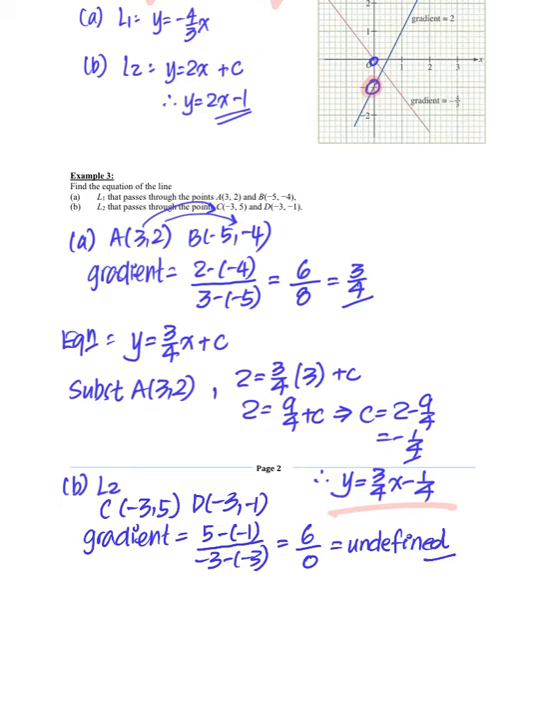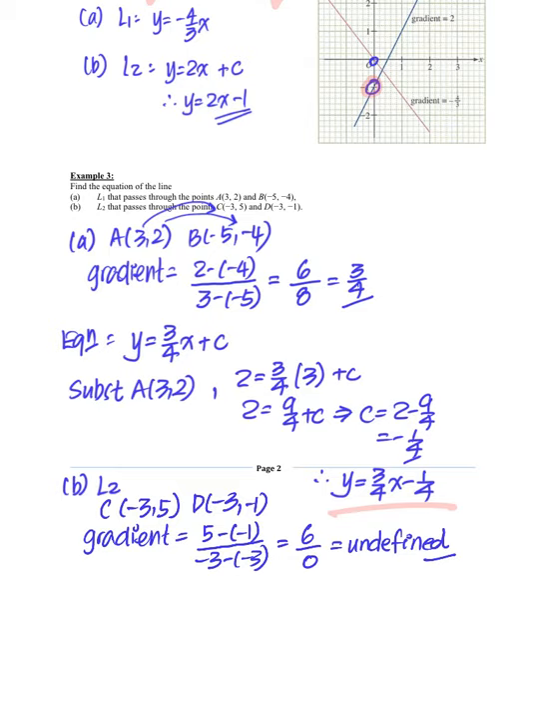So which means that this line is what kind of line? When the gradient is undefined, is it a horizontal line? For a horizontal line, the gradient is 0. We use m to represent gradient, so m is 0. Whereas for a vertical line, your m is undefined or infinity. It is as steep as it can be.